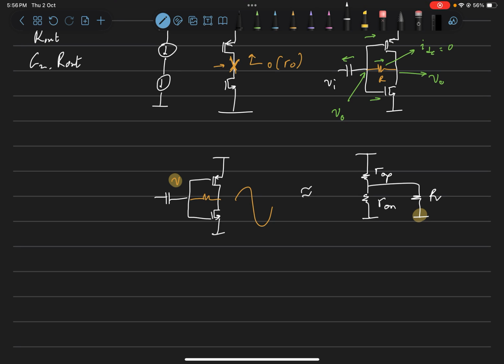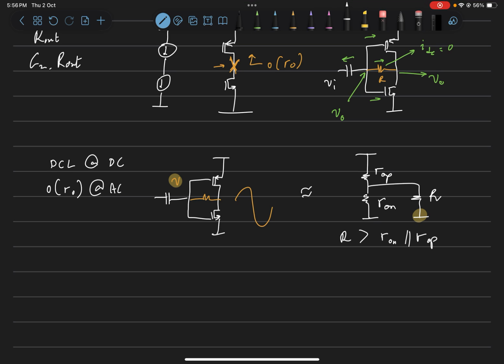Now we can see that for this to not degrade from the order of R0, we would want R to be greater than the parallel combination of these two. So this will ensure that these are diode connected loads at DC, as well as that they have an output impedance of the order of R0 at AC. So this is the purpose that the resistor serves.